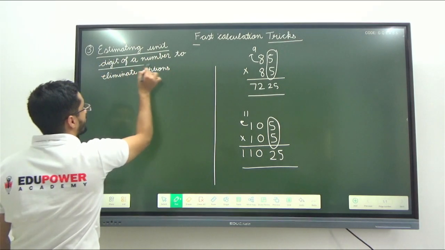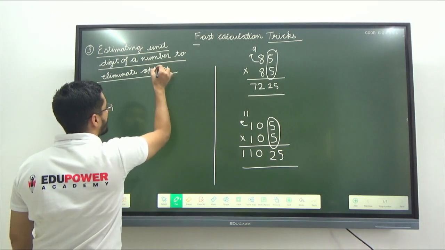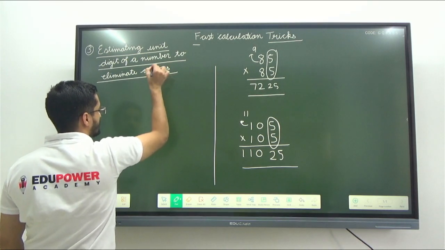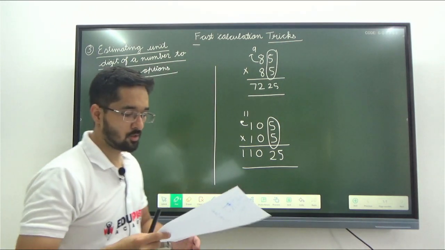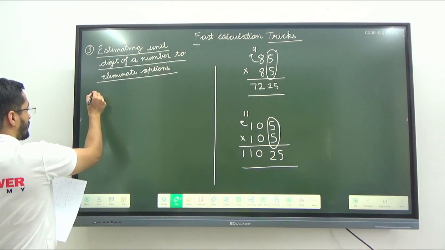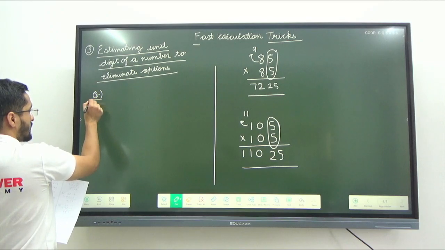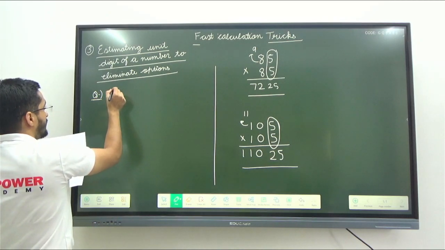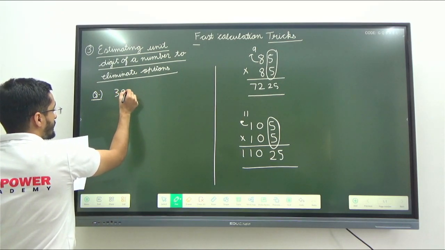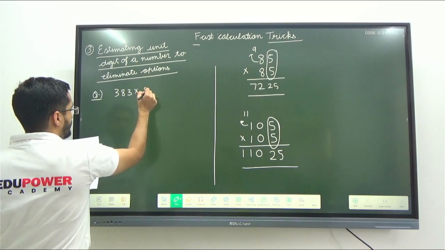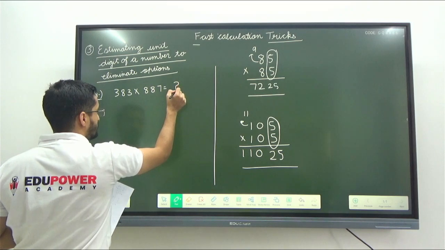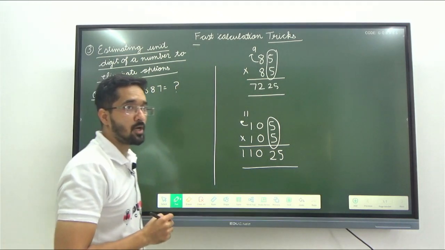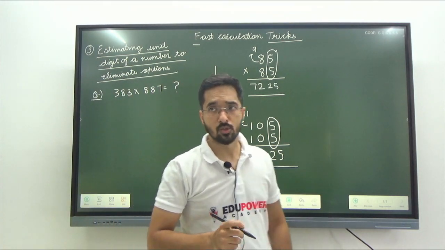Estimating the unit digit of a number to eliminate the options. So, for example, I have a question. Suppose in an exam the question is 383 multiplied by 887. Suppose you have to solve this in the exam. Now, these tricks come in handy when you have to solve questions in the exam.